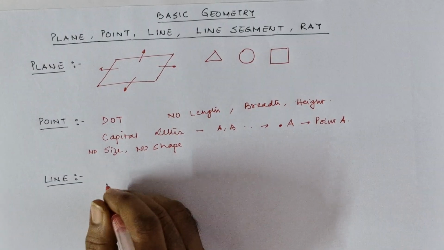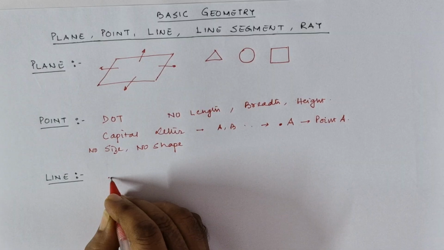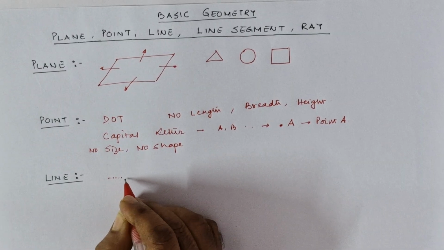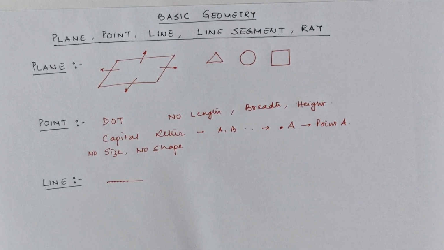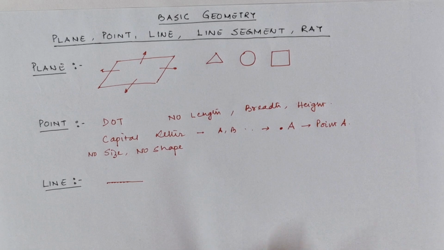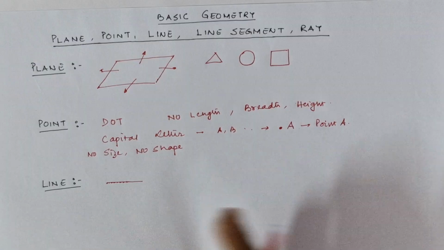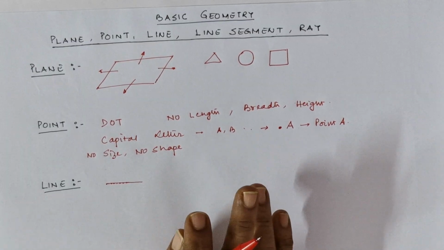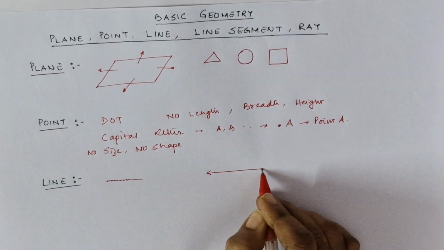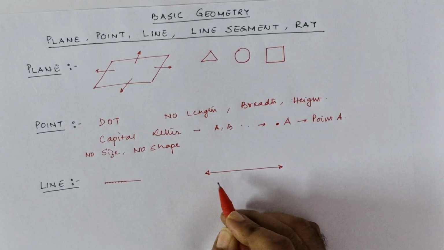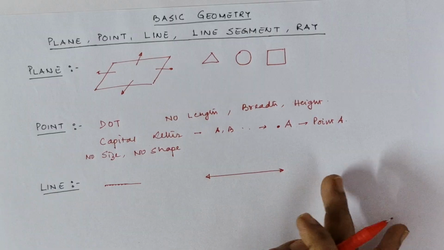A line is a combination of many dots, infinite dots. If you start creating infinite dots, go on creating them and join them adjacently, it forms a line. A line is a combination of many points placed adjacent to each other and extended infinitely in either direction. That is why it has no starting point and no ending point. So we can show it in this way. Now see the arrows on both ends. It shows that this goes to infinity in either direction.